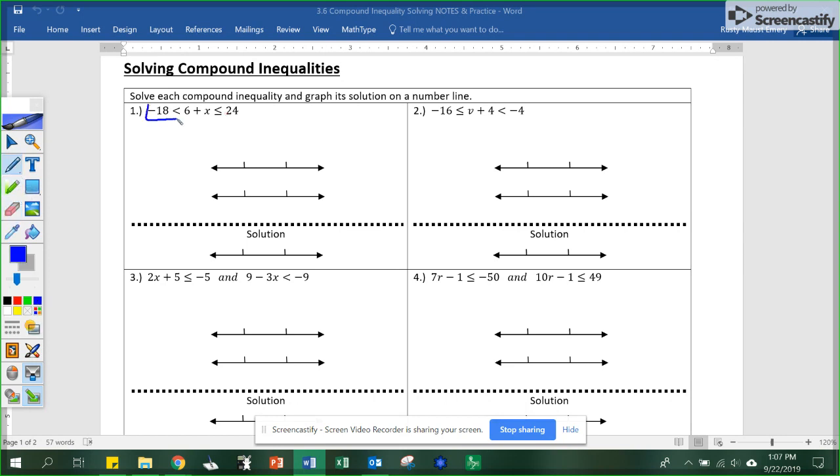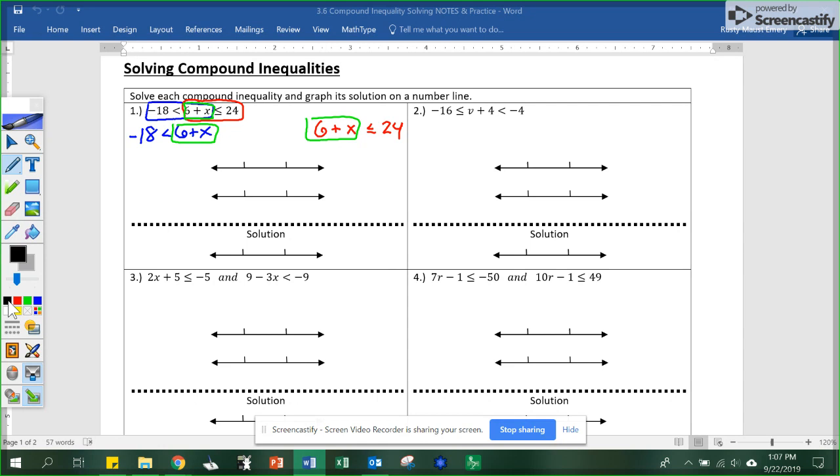by taking and rewriting this statement. So negative 18 is less than x plus 6. And I'm going to write a second statement using 6 plus x is less than or equal to 24. So notice how the middle part, what's in between the inequality signs, gets used in both of those statements. But now that I've split it apart, I just have two separate inequalities to solve.